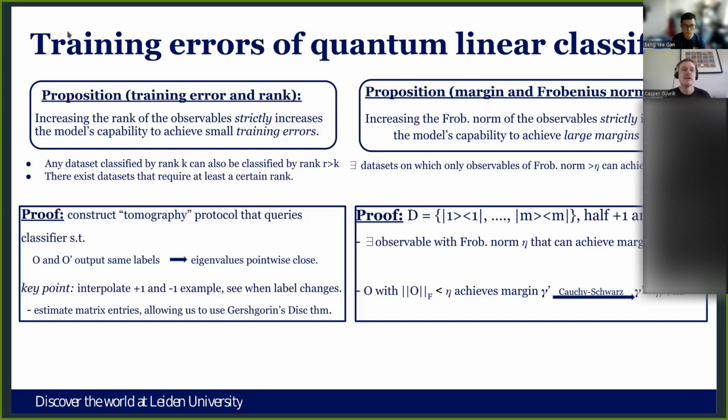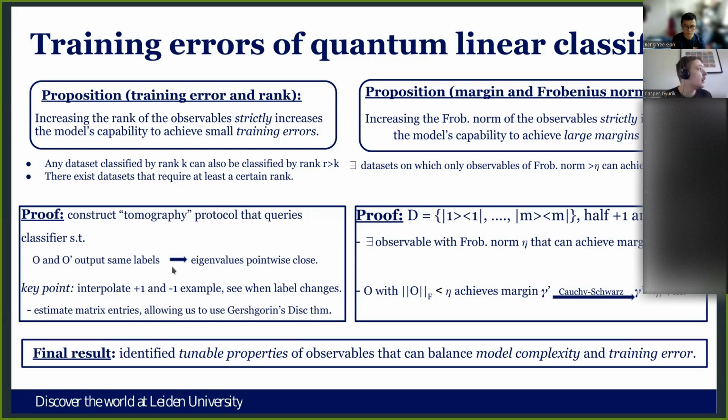So again, we saw previously that the complexity indeed increases with this quantity r and the quantity eta, which is the maximal Frobenius norm. But now we also see that training error indeed goes down strictly when I'm increasing eta and r. So this is like the second curve in structural risk minimization.